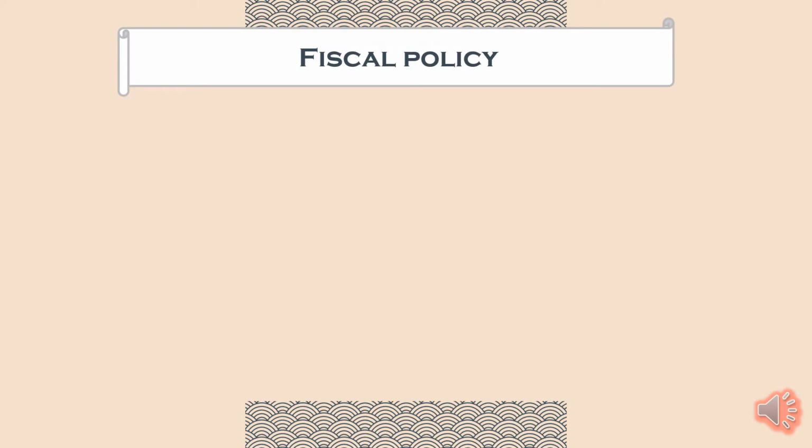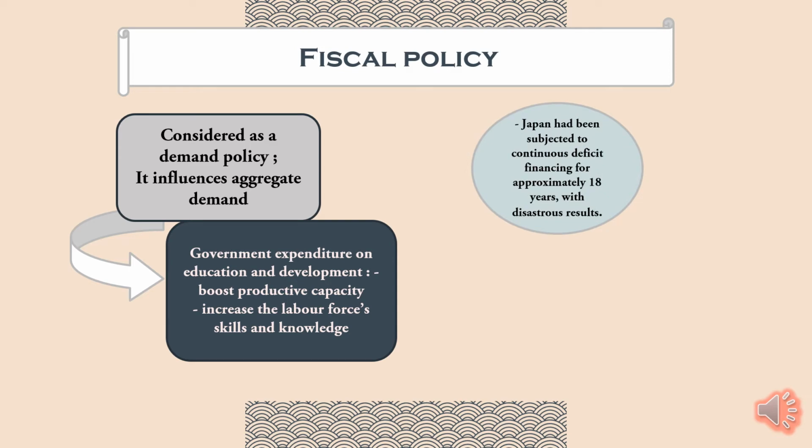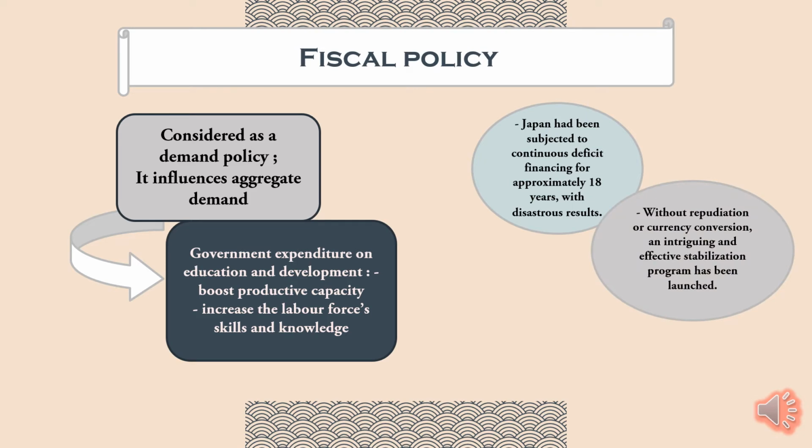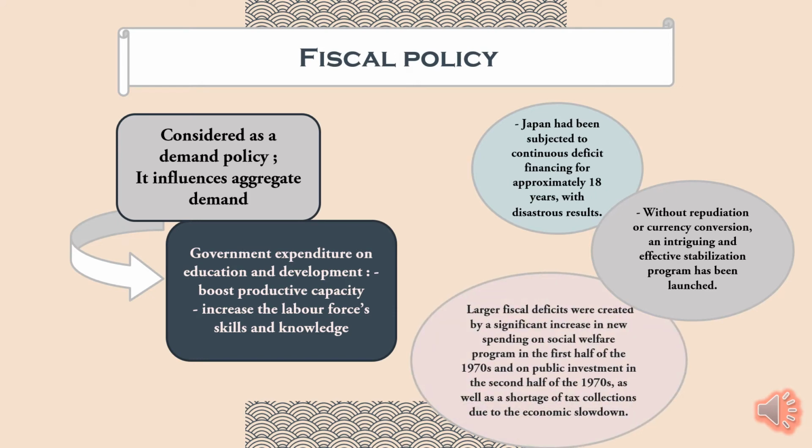Fiscal policy of Japan is considered a demand-side policy because it influences aggregate demand. For instance, government expenditure on education and development would help boost productive capacity while also increasing the labor force's skill and knowledge. Next, Japan had been subjected to continuous deficit financing for approximately 18 years with disastrous results. Without repudiation or currency conversion, an intriguing and effective stabilization program has been launched.